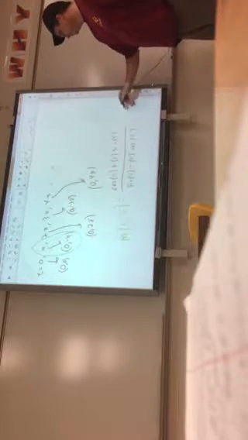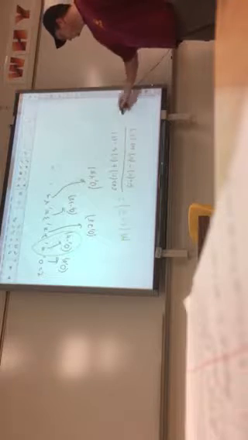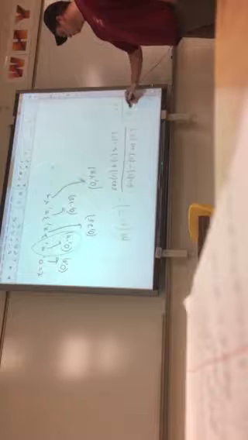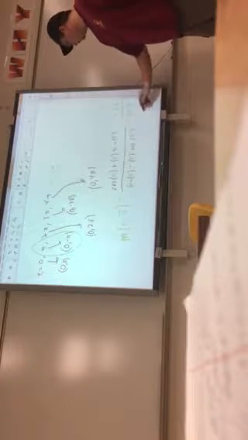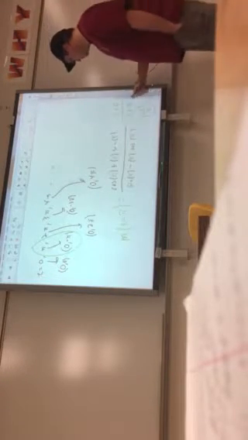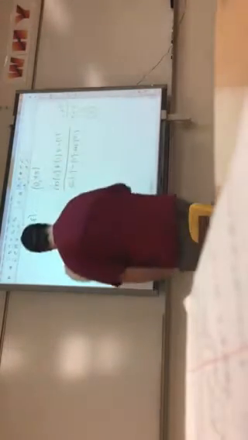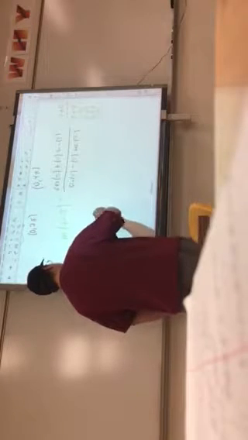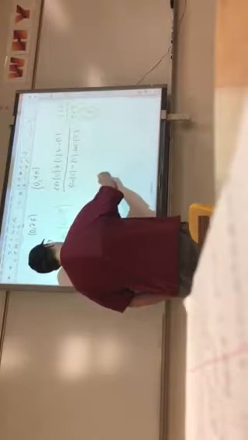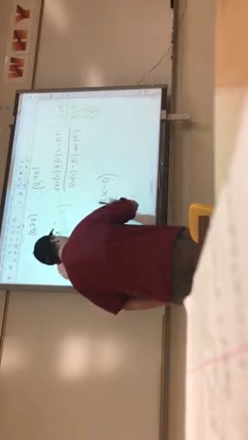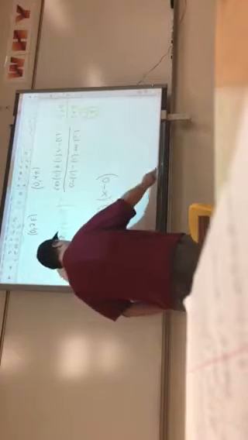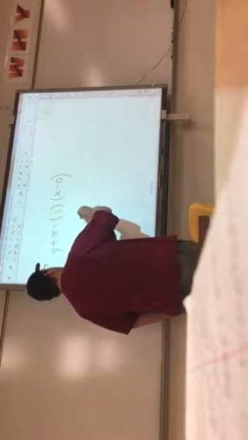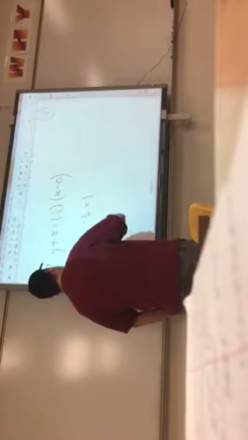Cosine of pi is negative 1. Sine of pi is 0. I'm getting negative 1 over pi as the slope. So final answer is y minus y1 equals m times x minus x1. That's negative 1 over pi. So y plus pi equals negative 1 over pi x.